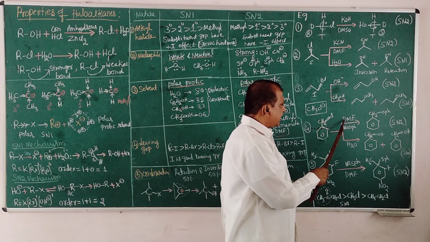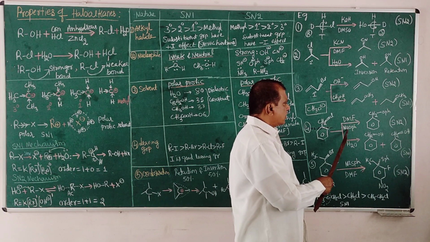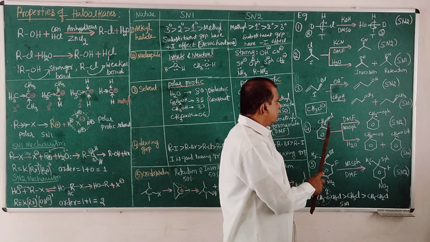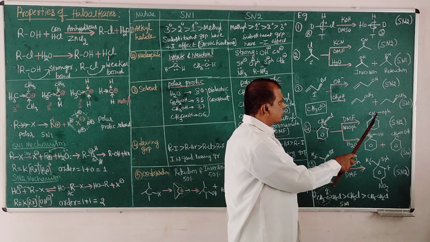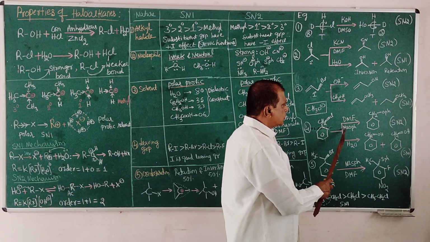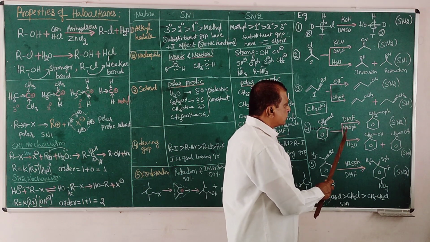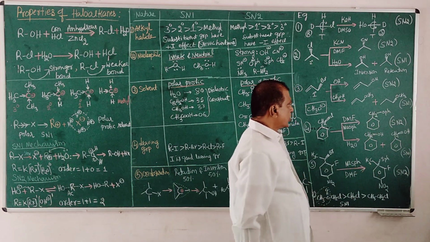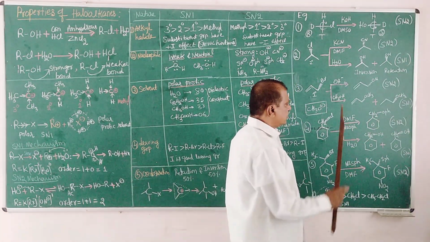With this reagent, DMF, and the nucleophile, SN2, the configuration is inverted. The nucleophile is OPh, sodium phenoxide. Na plus is removed, and here OPh attacks. This is the configuration and the product.